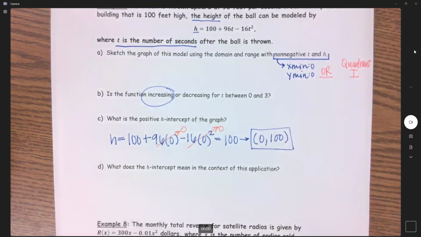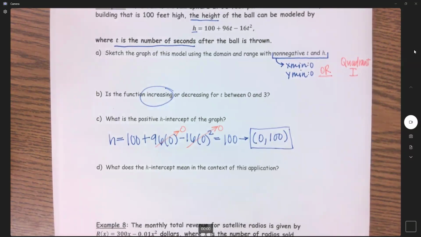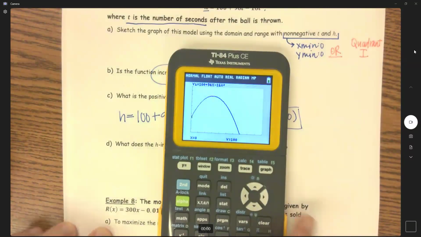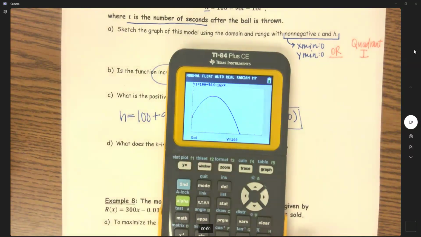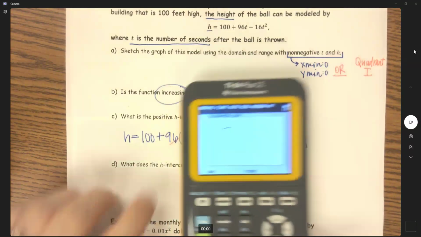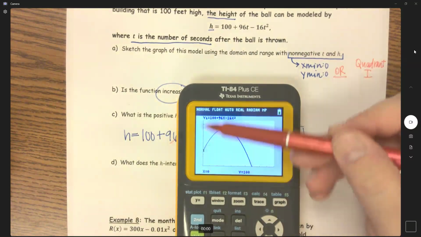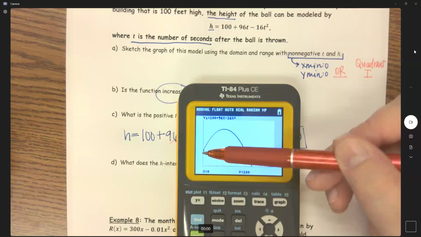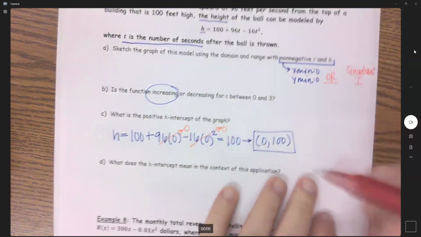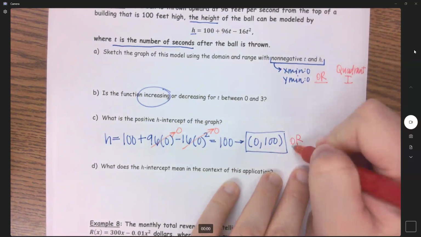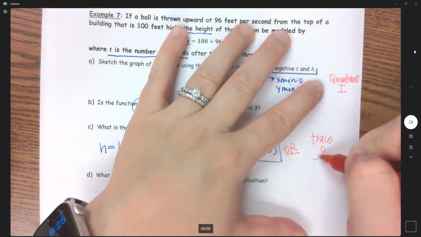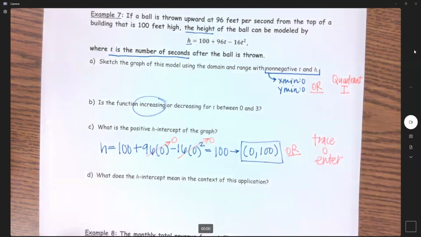Now, how else could I have found this? Well, if I already have the graph, if I trace 0, I also get a y of 100. That should make sense, because if we're talking about that sketch, where is it starting on this y, or this h axis, right here? It's starting on that 100-foot building. So we could trace 0, enter, to get the same thing.